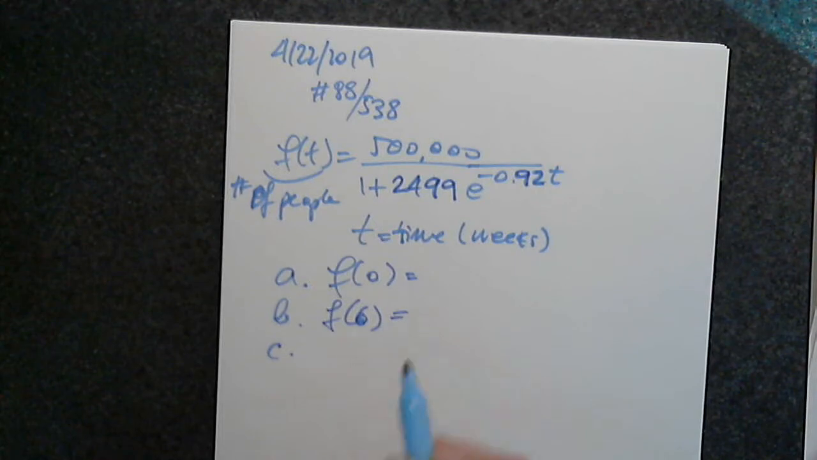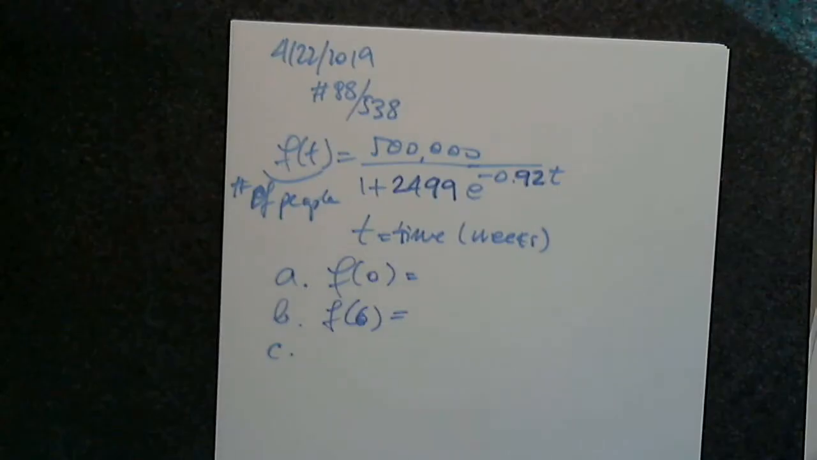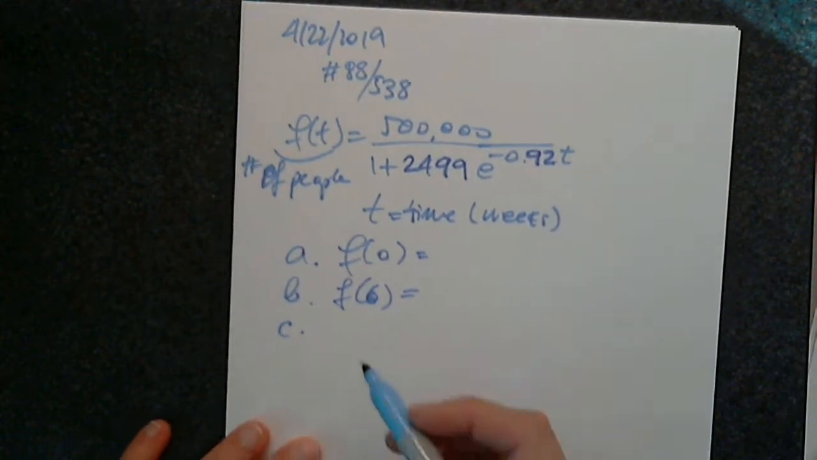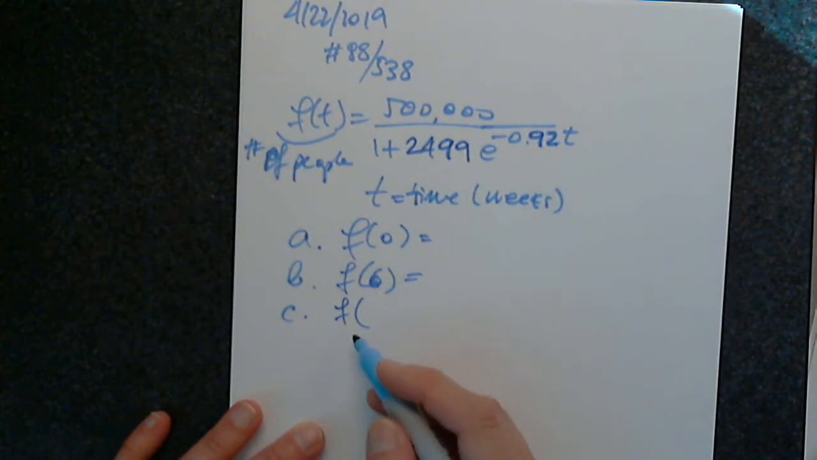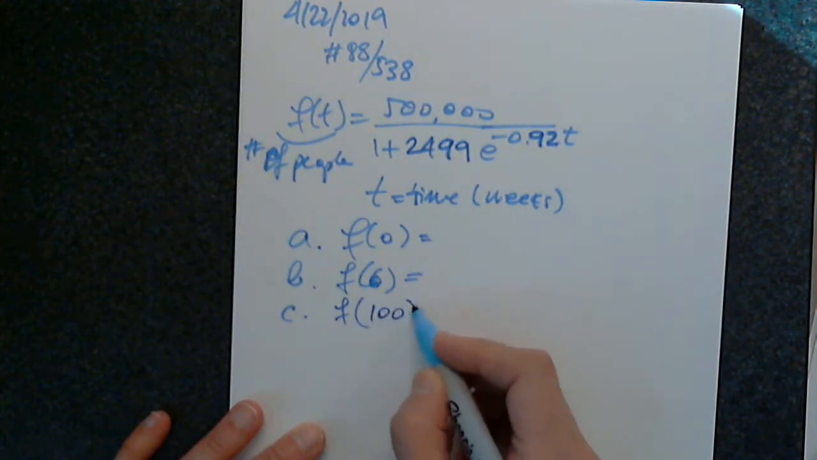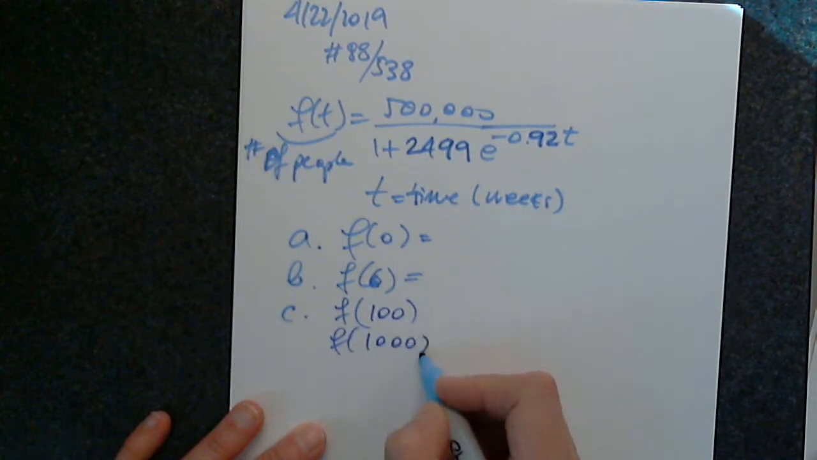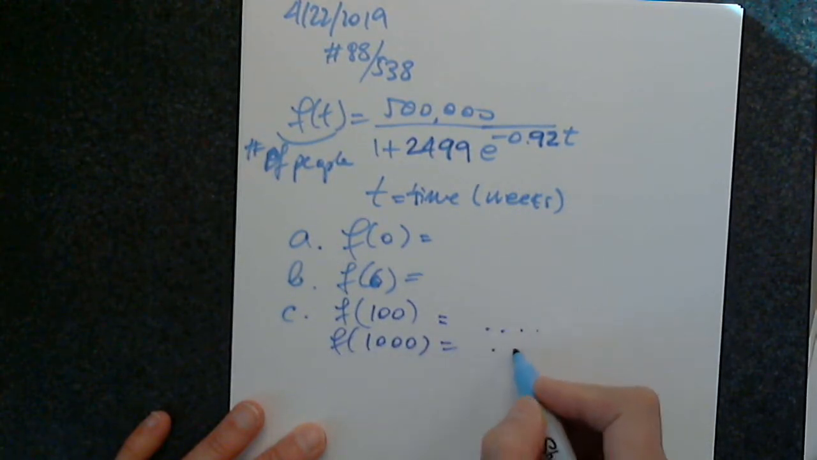And is it 0 because it's the beginning? Originally, initially, everyone's age is 0. Okay. And part C, what is the limiting size of the population? When we say what is the limiting size of the population, we are really asking what happens to f, let's say at 100 weeks, 1,000 weeks, and so on and so forth.